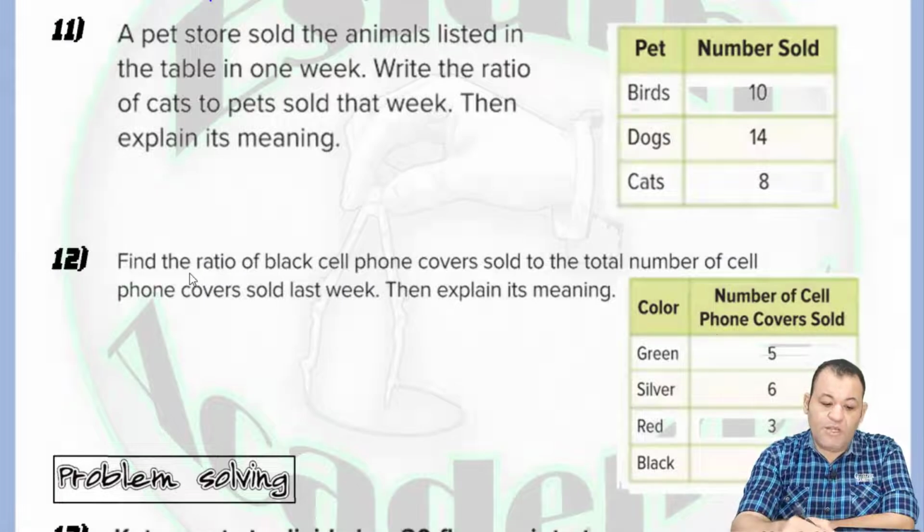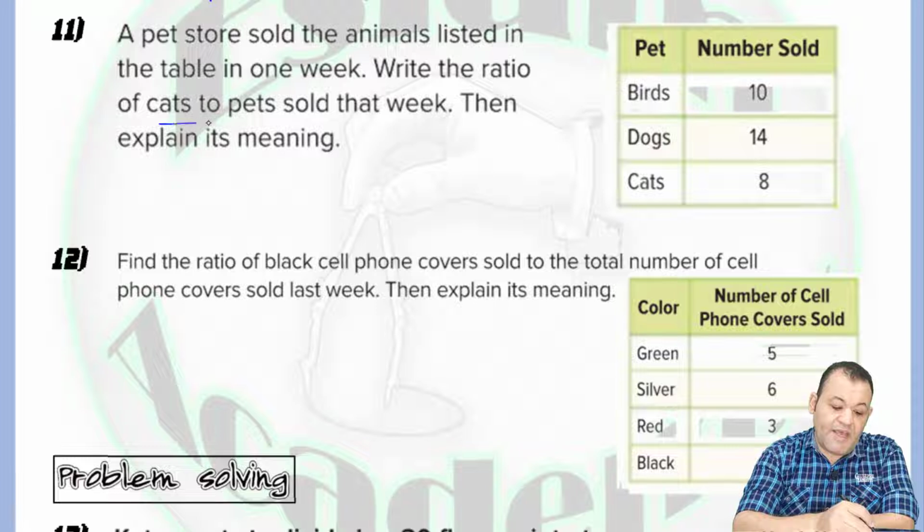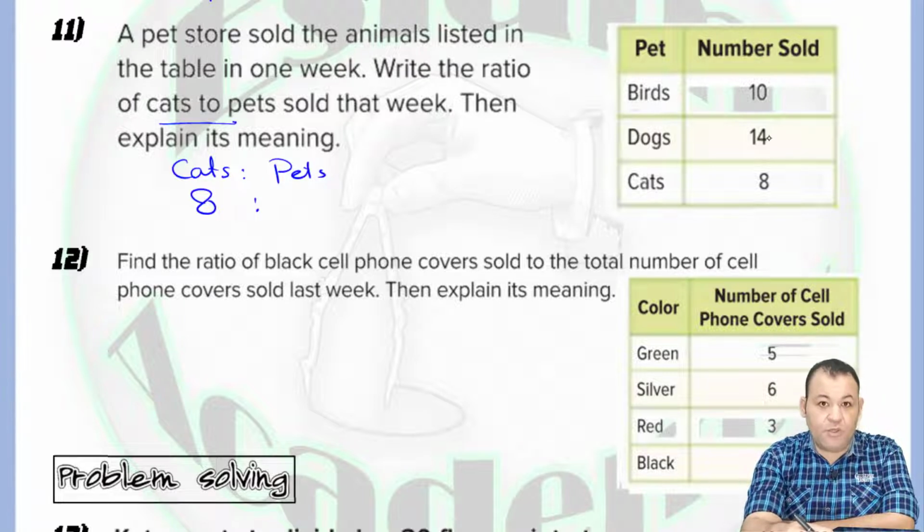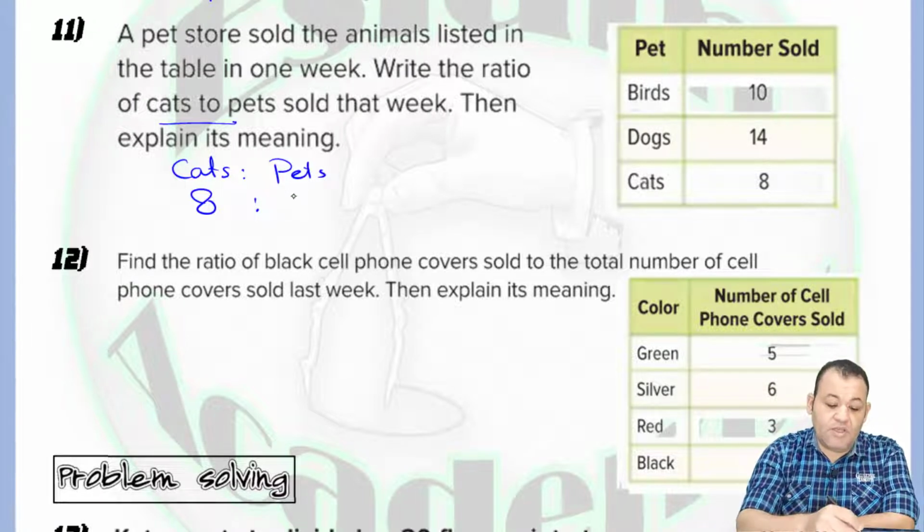In this problem, we need to find the ratio between the number of the cats to the pets. So at first, I need to find the number of the cats to the total number of pets. So how many cats do we have? We have 8. And the total number of the pets, we have 10 and 14 equal 24, plus 8 equal 32. So we can divide both of them by 8 because both of them are divisible by 8. 8 divided by 8 equals 1, and 32 divided by 8 equals 4.